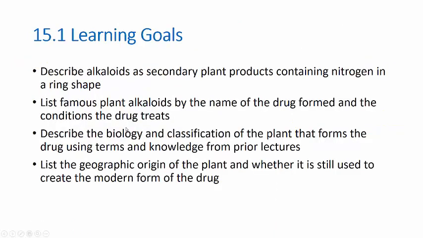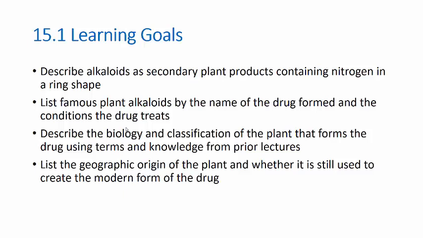So we're going to break the lecture down into three sections. We're going to talk about some plant compounds that are called alkaloids, and we're going to talk about two famous alkaloids. Okay, so these are going to be secondary plant products, so not primary things for their metabolism, not enzymes they need to survive, but things that give them extra tricks. All right, alkaloids are going to be ones that contain a ring and a nitrogen atom either embedded in the ring or attached to it.